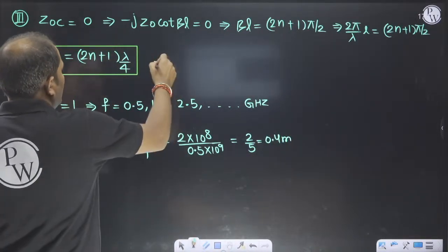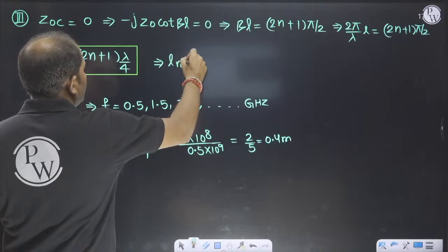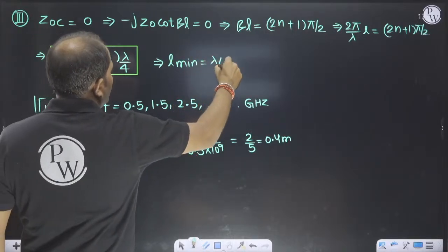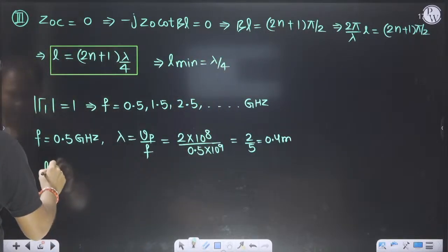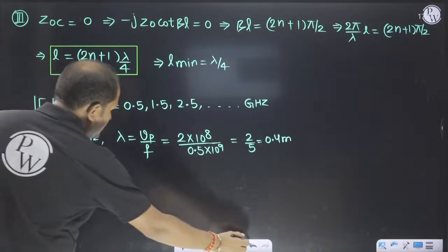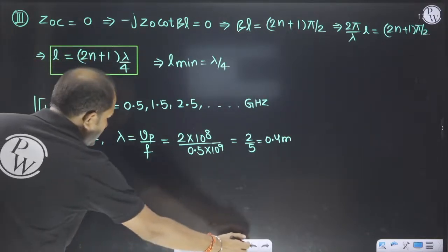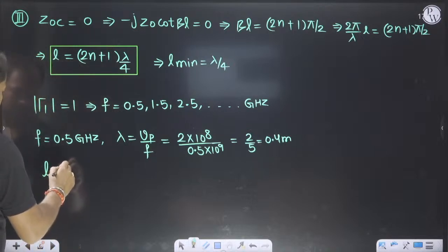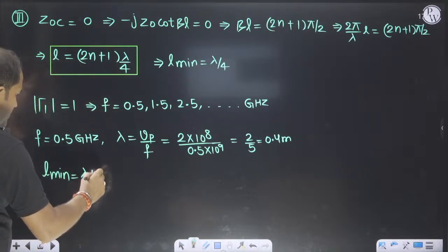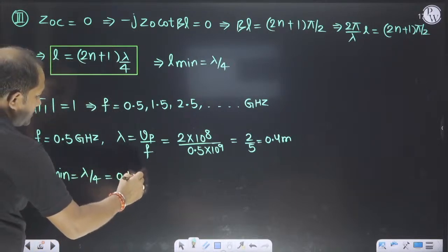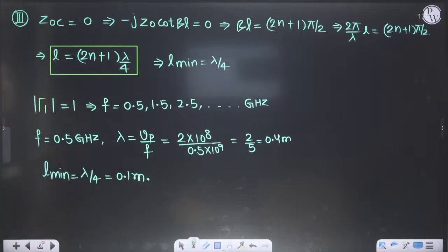Then I will ask, what is the minimum value of length? So the minimum value of length is lambda by 4. So L minimum will be equal to lambda by 4. That means it will be 0.1 meter.